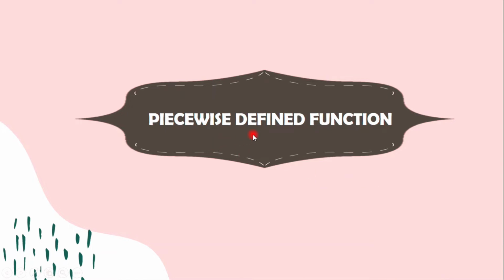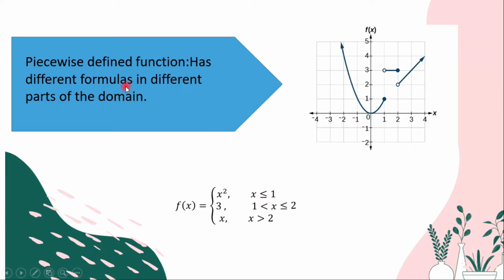Okay, a piecewise defined function has different formulas in different parts of the domain. So if you look at this graph, it has different functions and different graphs. So how do we write our graph as a piecewise function? Firstly, we look at this graph. This graph is a quadratic function, but our quadratic has a restriction, and that restriction is called a domain.